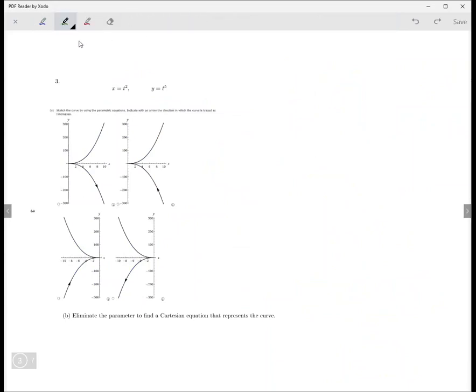So here we have another curve. x equals t squared and y equals t to the 5th. And it doesn't give you limits on t for this problem, and usually that's what is needed. But I'm going to say -infinity to infinity. If it doesn't list anything, I think you should just take that to be it.